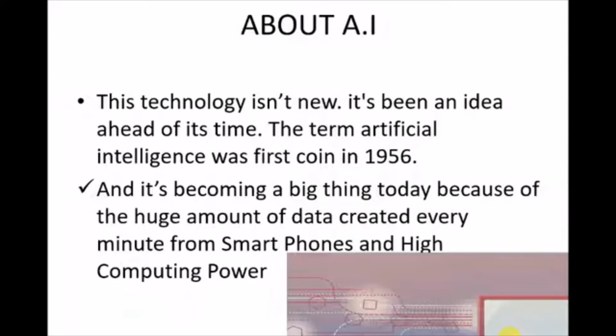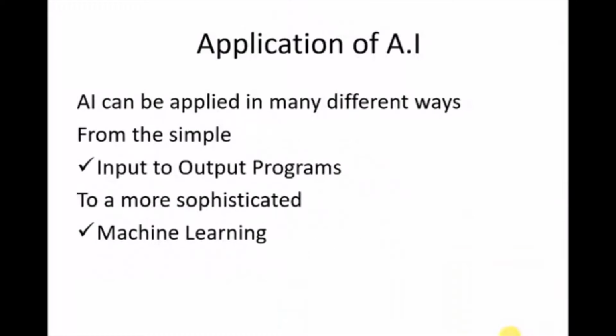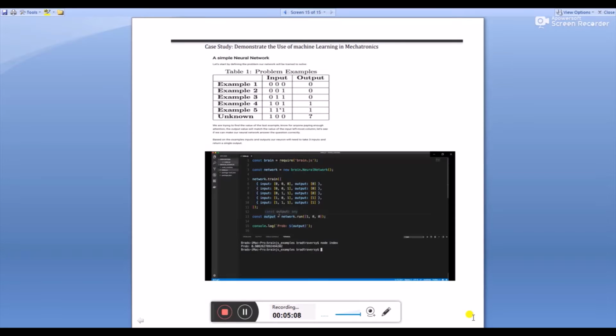In fact, the name artificial intelligence was initially coined in 1956, and it's becoming a big thing today because of the huge amount of data created every minute from smartphones and high computing power. Artificial intelligence can be applied in various ways, from simple input to output programs to more sophisticated machine learning. And here we're going to demonstrate how this works.